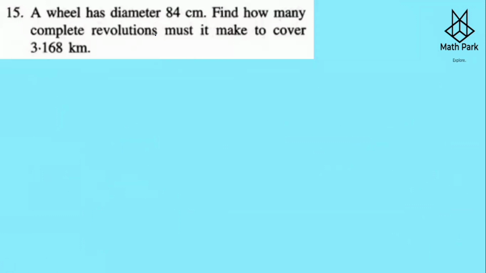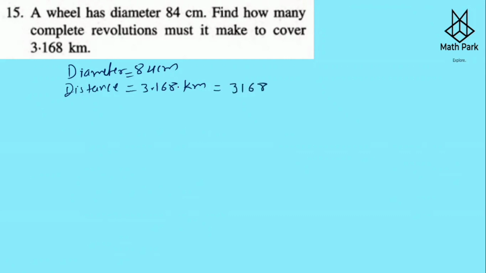Moving to question number 15. A wheel has a diameter 84 centimeters. How many complete revolutions must it make to cover 3.168 kilometers? Now 84 centimeter is the diameter and the distance is given as 3.168 kilometers. To convert kilometer to centimeter, you multiply by a lakh. So it is 3168 and multiply by a lakh, which is 316800 centimeter.